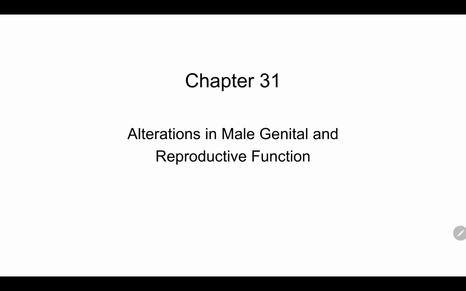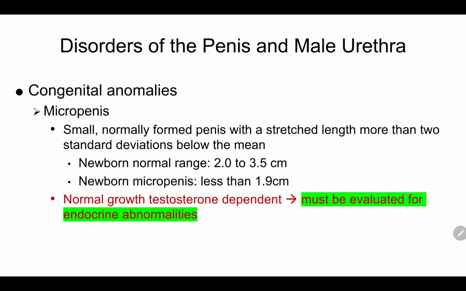And let's finish off with some alterations of the reproductive function. So we'll start off with male. One of the congenital anomalies that we looked at was micropenis. This is where you have a small, normally formed penis with a stretched length more than 2 standard deviations below the mean, right? So it's smaller than average, essentially.